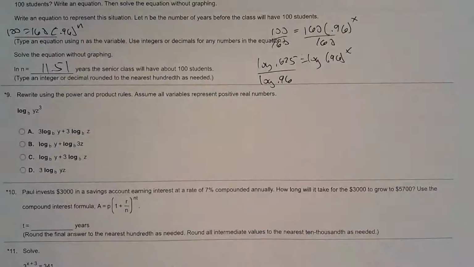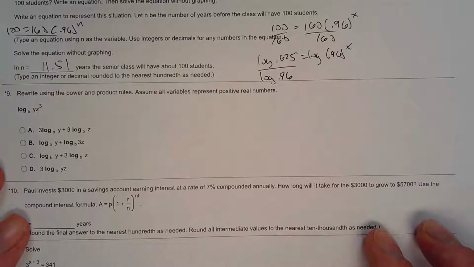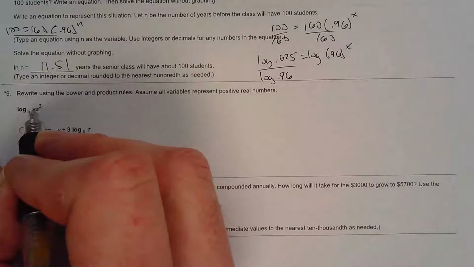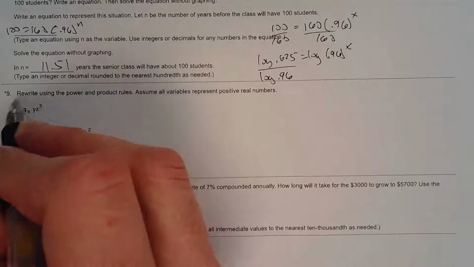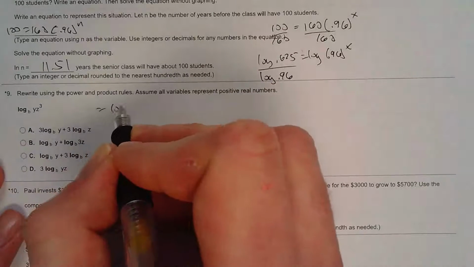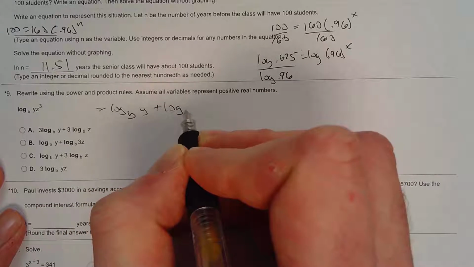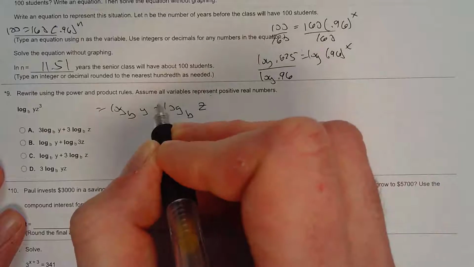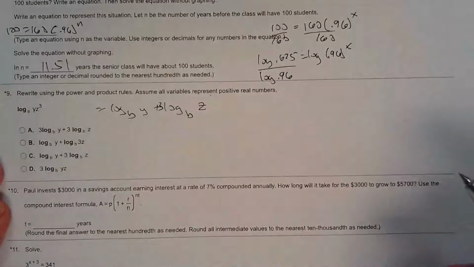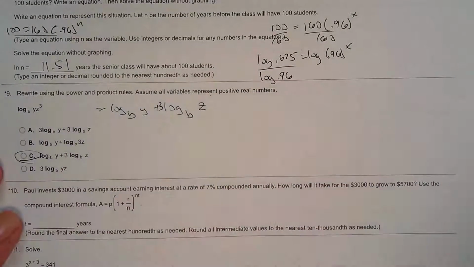Number 9, rewrite using the power and product rules. So we're trying to expand this guy. So first off, that 3 is only on the z, so I don't want to pull a 3 out front yet. I'll do log base b of y plus log base b of z cubed, but then pull the 3 out front here like that. So that'd give me letter C.